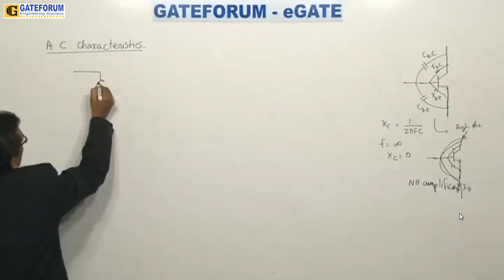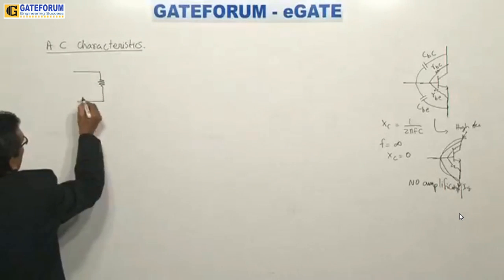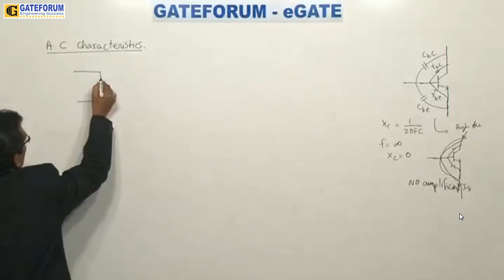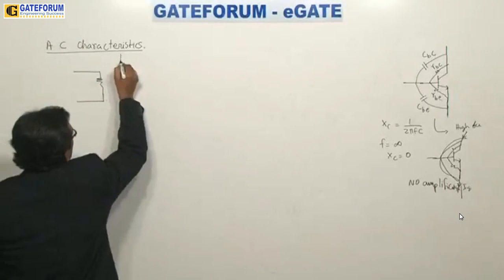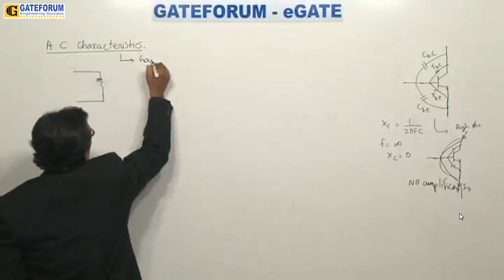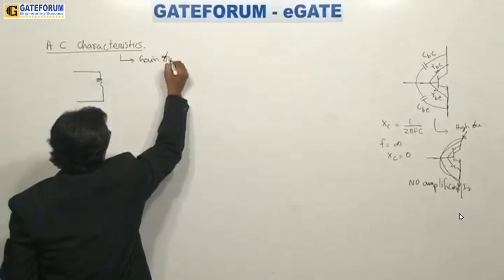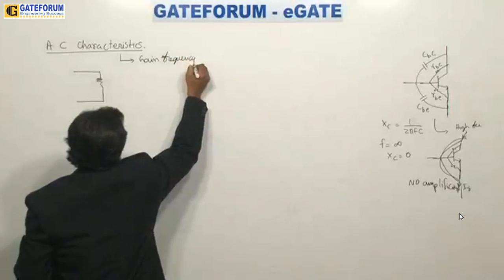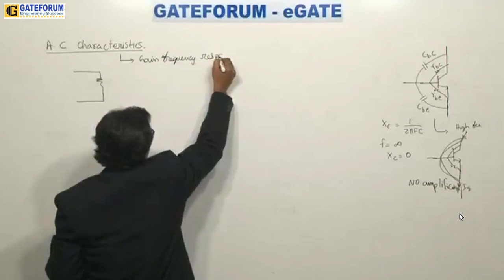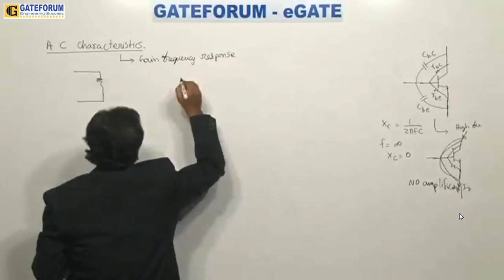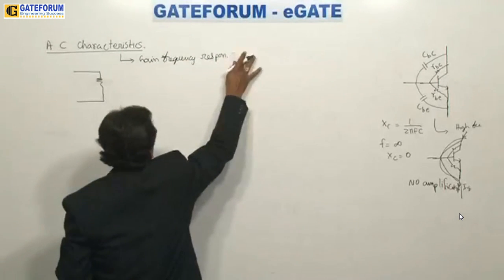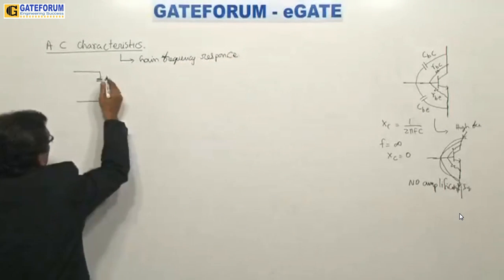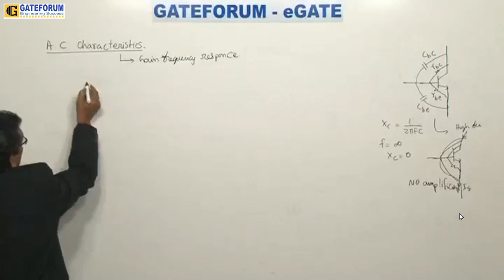Now, AC characteristics is also called here the gain frequency response. This is nothing but what we call the gain frequency response. Let us try to take it like this.